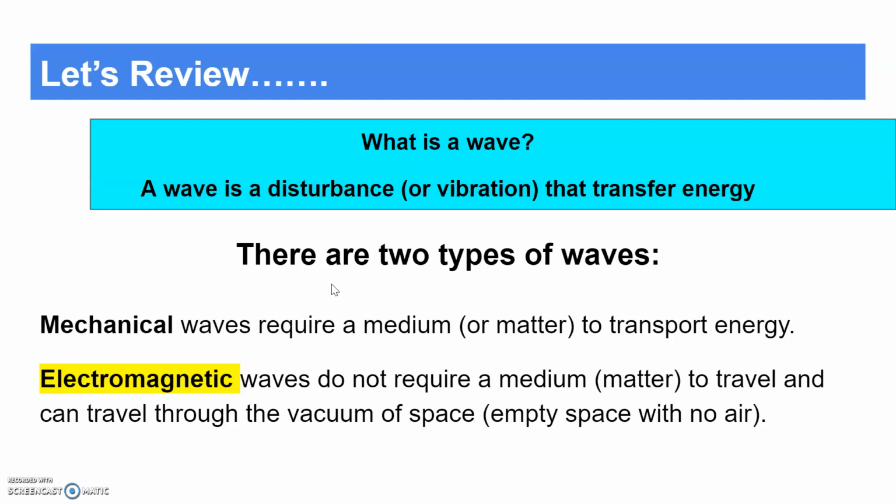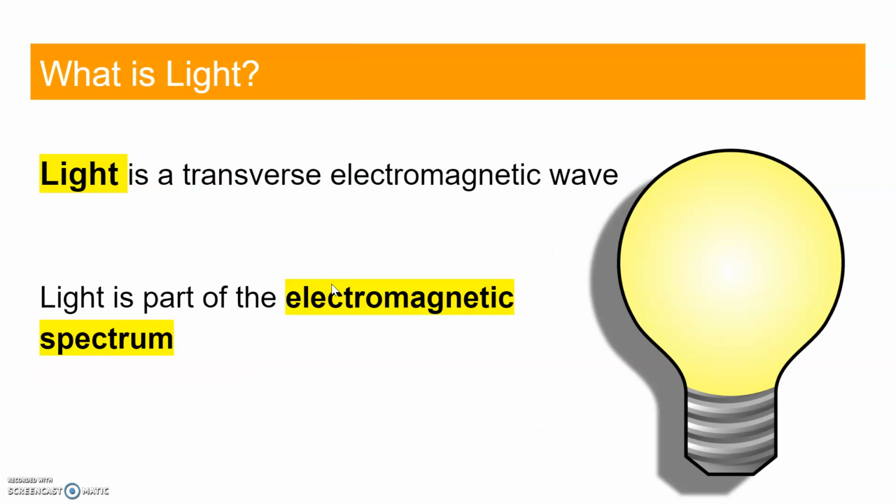So let's review. What is a wave? Well, a wave is a disturbance or vibration that transfers energy. Recall that there were two different types of waves. There was the mechanical wave that requires a medium or matter to transfer energy, such as air, water, those types of mediums, and electromagnetic waves that do not require a medium, so they travel through empty space. And in this unit, we're going to focus on electromagnetic waves.